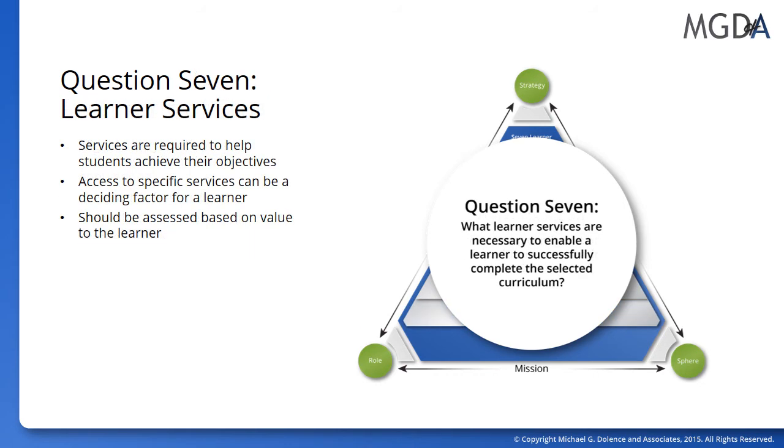The seventh and last question is, what learner services are necessary to enable a learner to successfully complete the selected curriculum or program of study? The answer to this question must recognize that there are a number of services that help a student achieve their learning goals and objectives. Often, it is access to specific services or learning support functions that are the deciding factor in successfully completing a program of study.